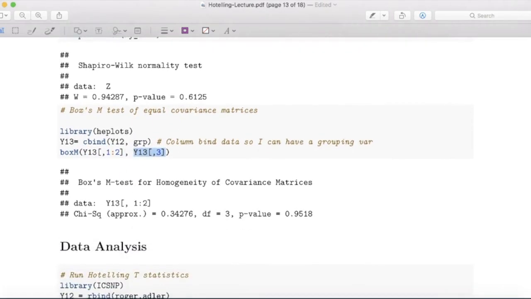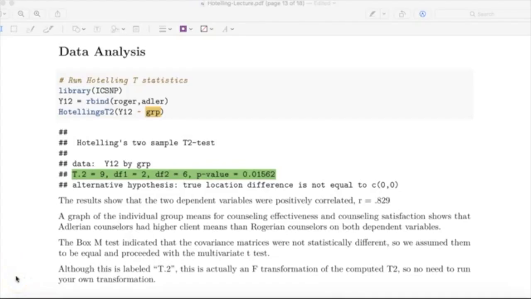And then I have this output. Here's my chi-square test, my degrees of freedom, and my p-value. So remember, the null hypothesis is that the variances are equal, and I don't reject it, so I'm happy as a clam. That's what I wanted. Data analysis. So we're going to use this library that we've used before.